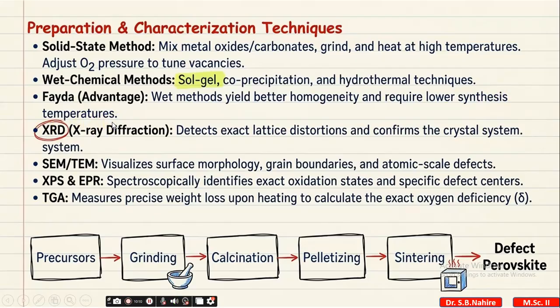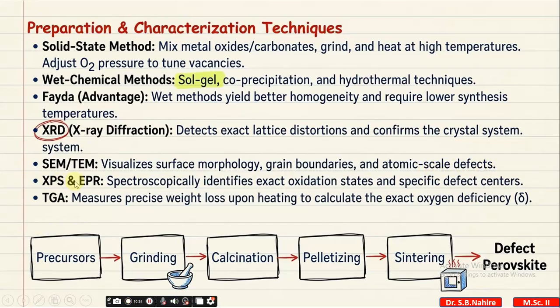Now let us move to characterization techniques. First, XRD, X-ray diffraction. This technique is used to detect exact lattice distortions and it confirms the crystal structure of the material. Next, SEM and TEM. These techniques help us visualize surface morphology, grain boundaries, and even atomic scale defects.